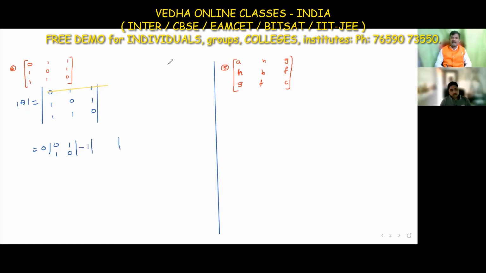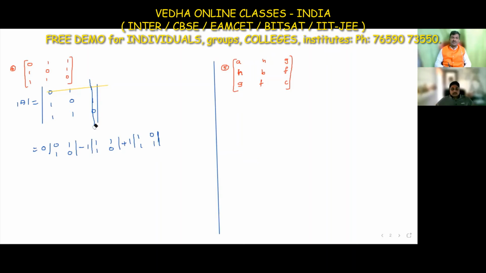Minus 1 into. Here also, we close the first row as it is and the first column. Other than this, what we have is 1, 1, 1, 0. Write those elements: 1, 1, 1, 0. Plus 1 into, again the next third element, first row, third column. 1 into. Close the first row and third column. If we close the third column, what are the elements left here? That means 1, 0, 1, 1 are the elements.